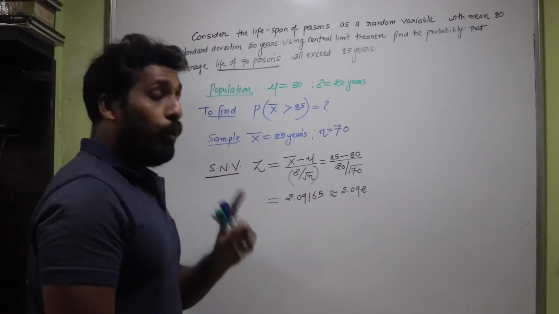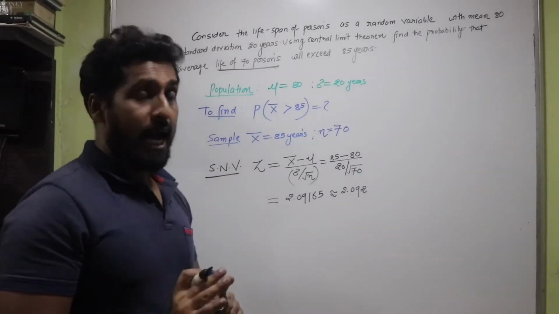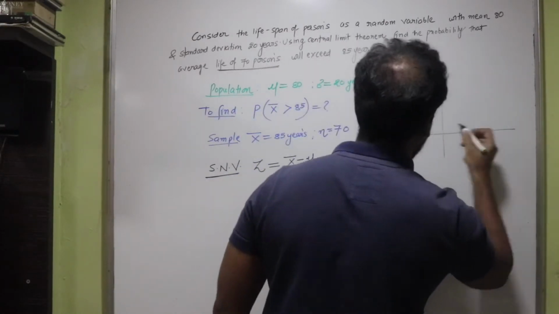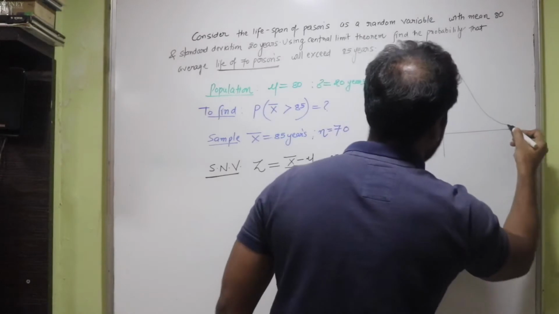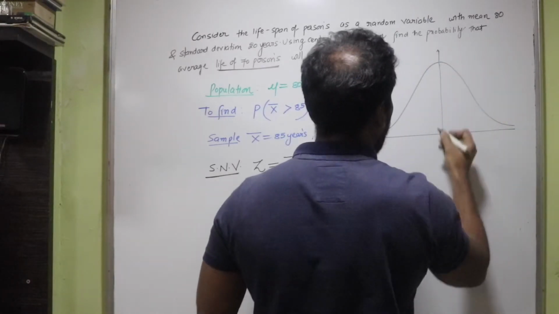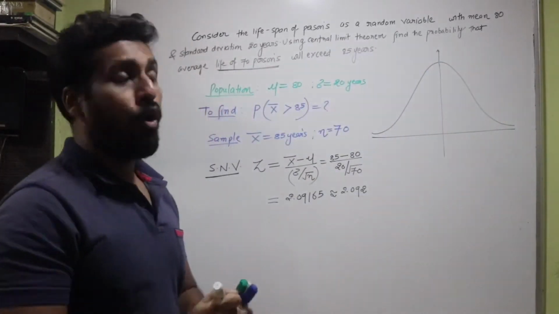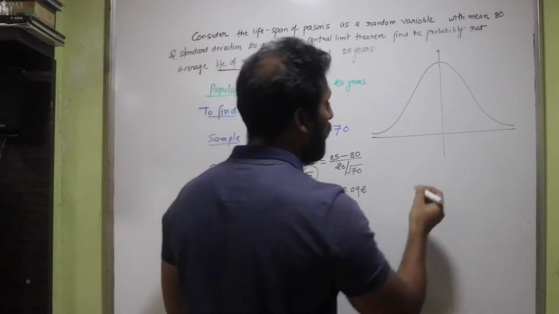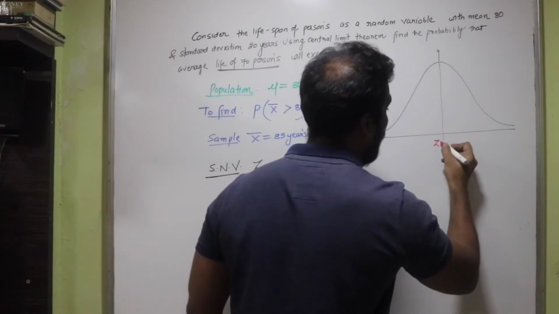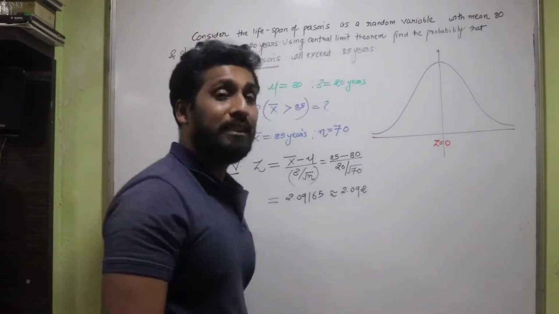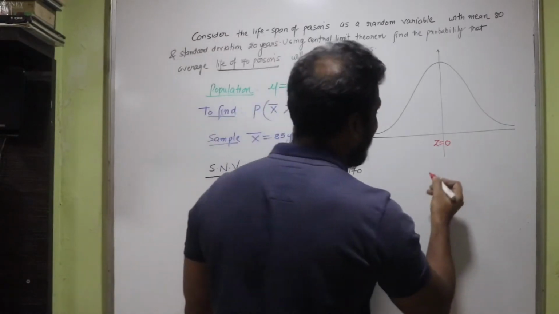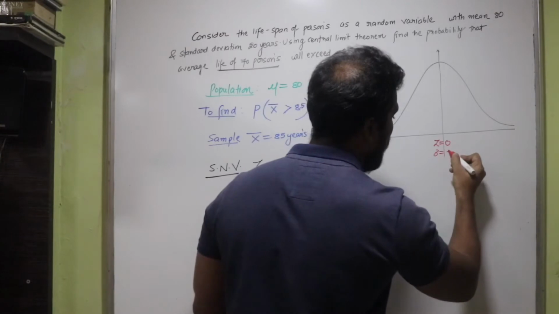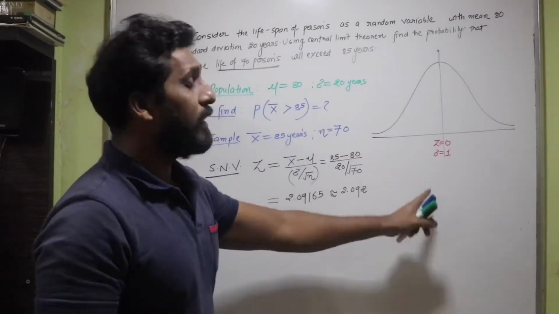Now you need to understand something called the standard normal curve. This idea has to be very clear in your mind. If you observe a standard normal curve, it always looks like a bell-shaped curve. And here the mean of the standard normal variate is always 0, so Z equal to 0, and sigma is equal to 1. So this is the place where Z is equal to 0.